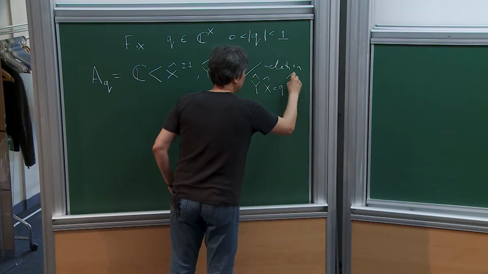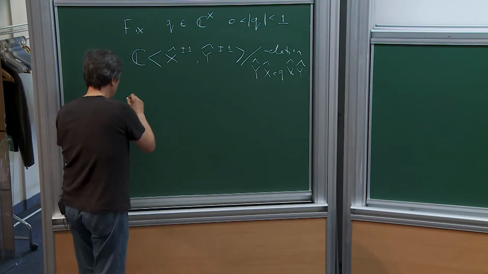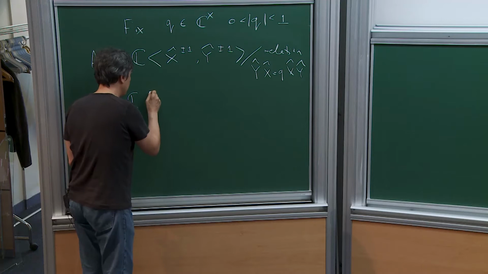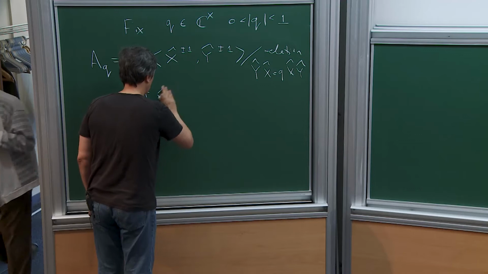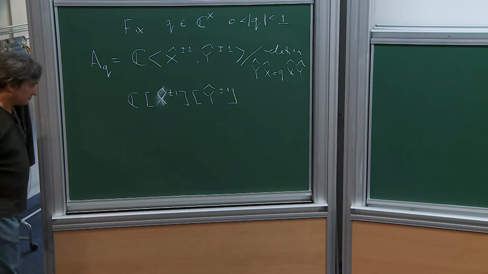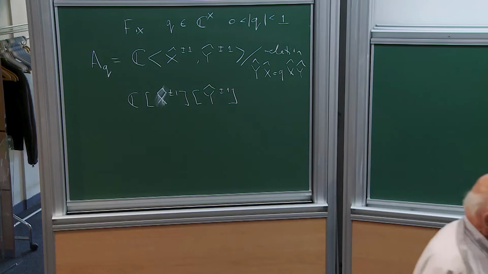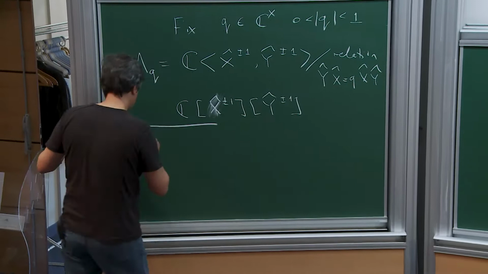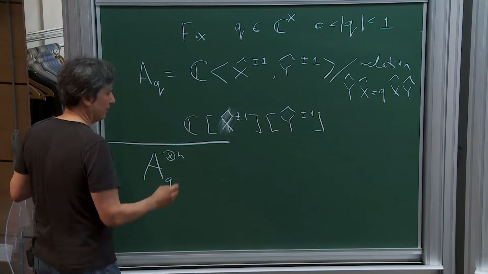As a vector space, it can be written as Laurent polynomials. So consider Laurent polynomials, let's say in x first, and then in y second. You can put elements in canonical form like this. I will first consider this case, and then one can go to higher dimension, one can speak about A_q to the power n for large n.